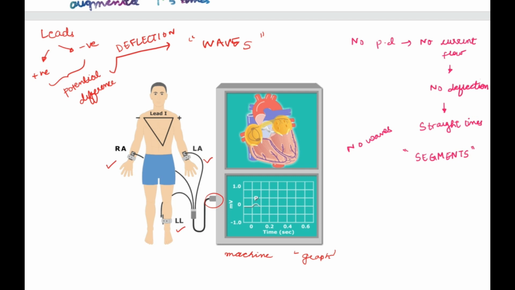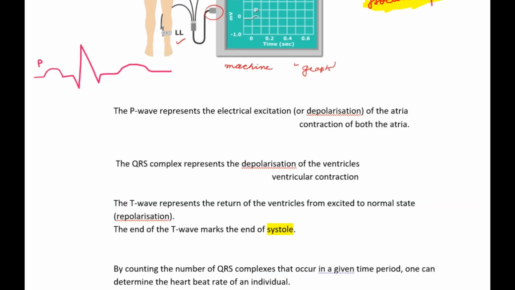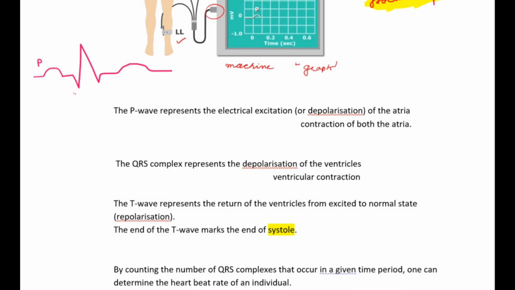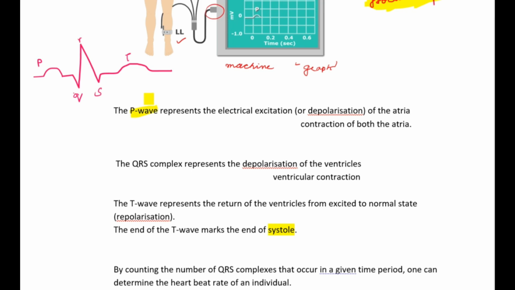Now first let's talk about the waves. So we have the P wave, the QRS complex and the T wave, right? The P wave represents atrial depolarization or contraction, systole of both the atria. P wave is atrial contraction, atrial depolarization. What is depolarization? It is nothing but the electrical excitation of both the atria. Alright. Now the QRS complex represents ventricular depolarization, depolarization of the ventricles or the contraction, systole of the ventricles.